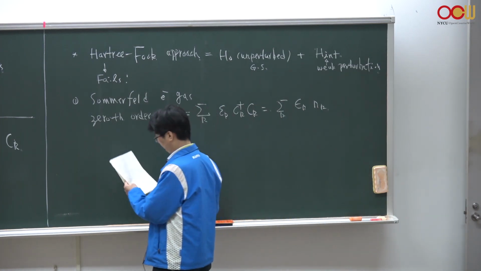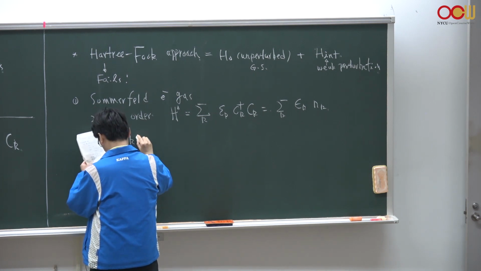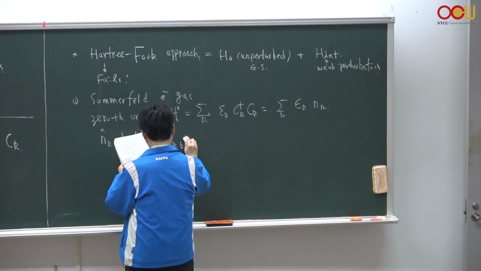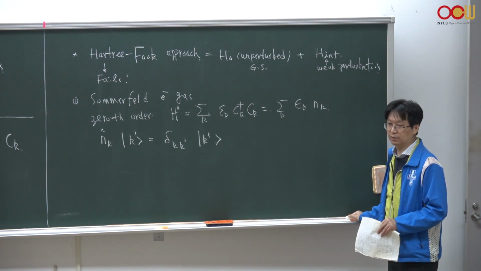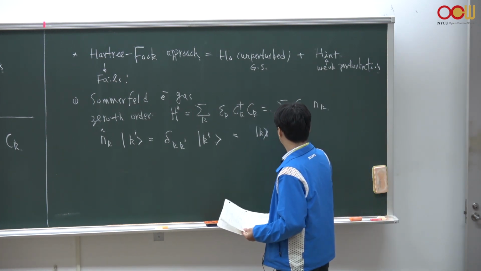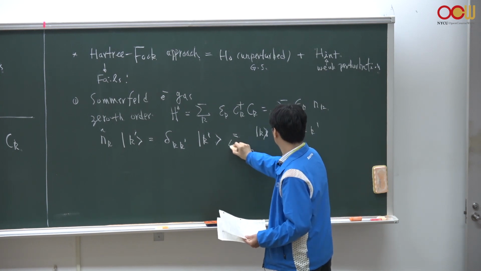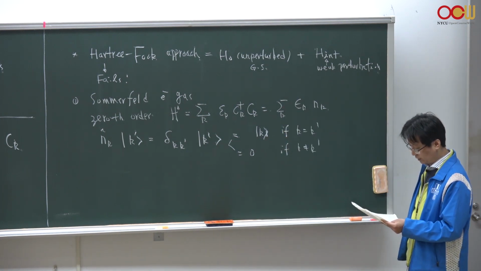Right? So n_k is the occupation number operator, which gives you this eigenvalue δ_{kk'} times k'. Okay, so this is k if k is the same as k', but 0 if they are not the same. So we have done that already.